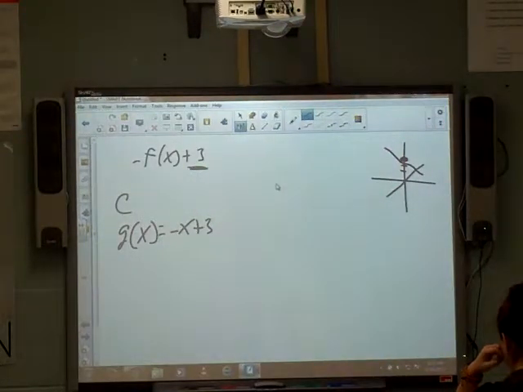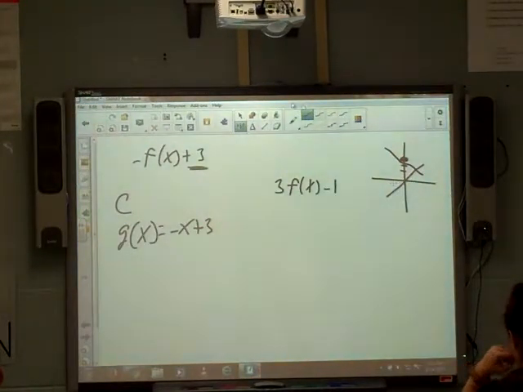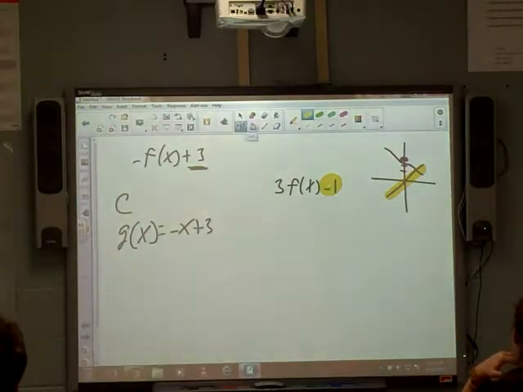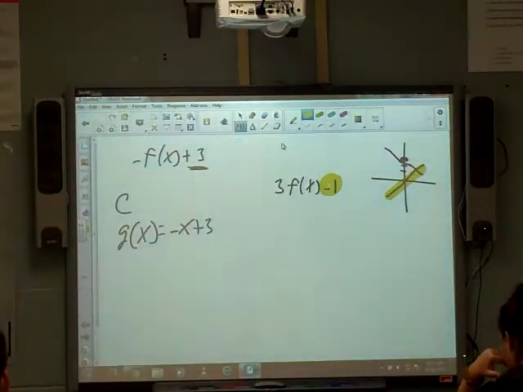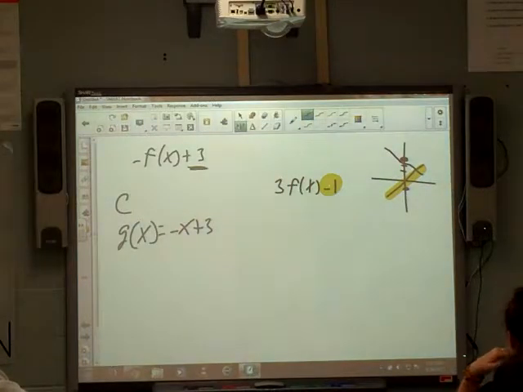Chloe's on 9. It's got 3 times f of x minus 1. So it's got to take this original parent graph, let me go back to my original one here. It's got to take that original parent graph and scoot it down 1. So instead of crossing the axis at the origin, it's got to cross it down 1. So which one of those hits it at down 1? B. So good. So number 9 will be B.